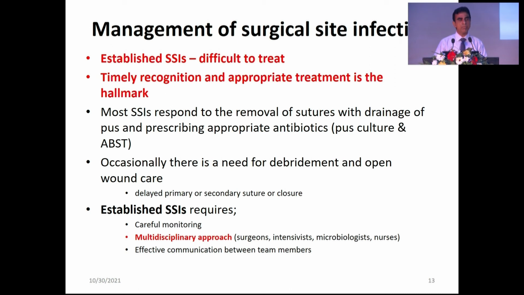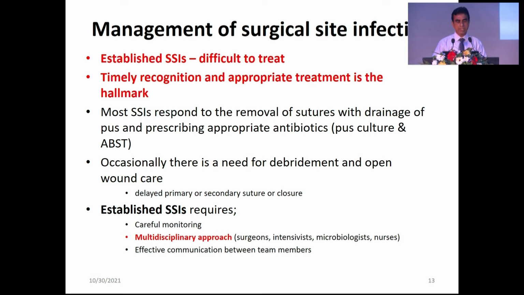Therefore, timely recognition and appropriate treatment is very, very important. Most surgical site infections respond to the removal of sutures with drainage of the pus and prescribing appropriate antibiotics. That is very, very important. We have to take the culture and do the antibiotic sensitivity test. Without that, we cannot start, but sometimes empirically, with the evidence, we can start some antibiotic.